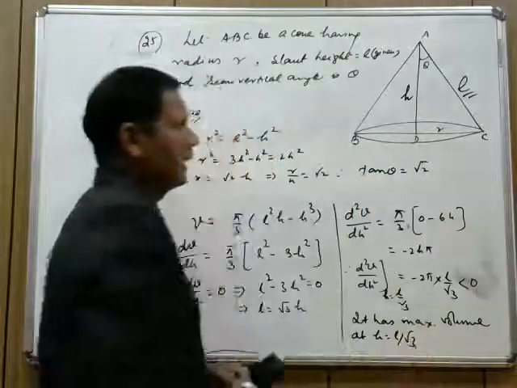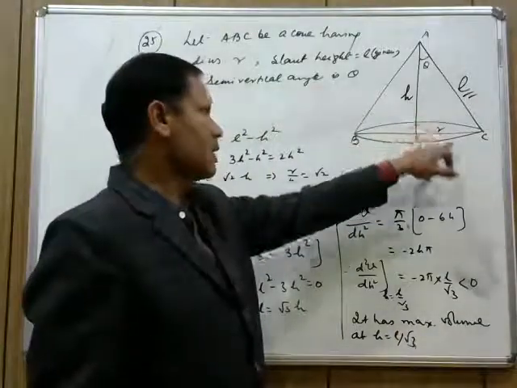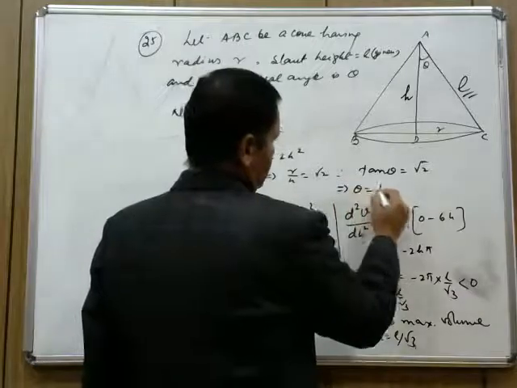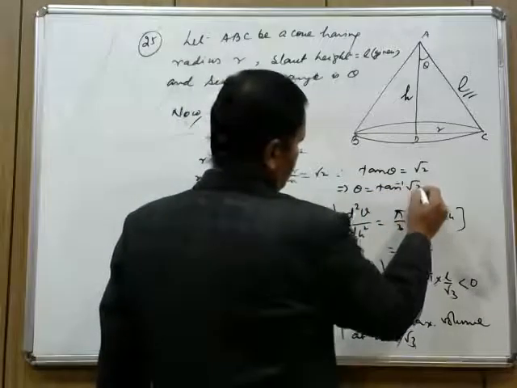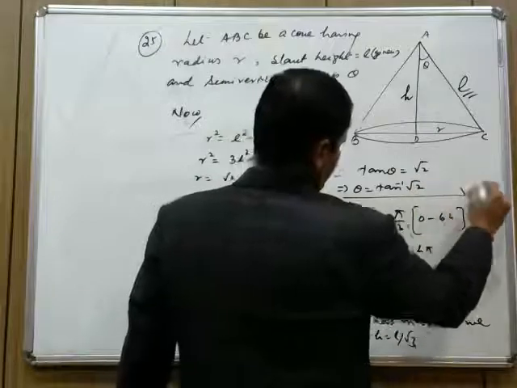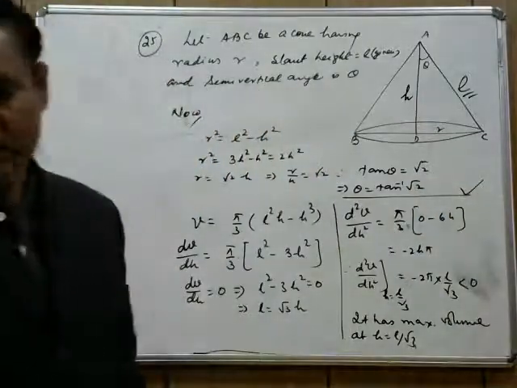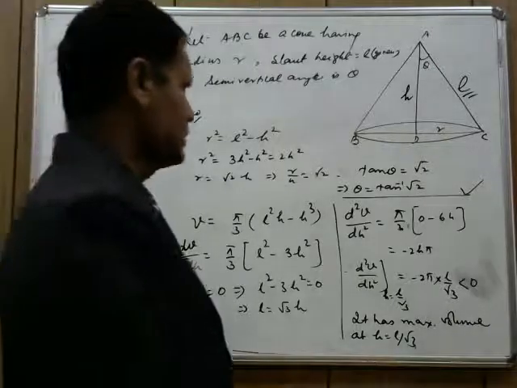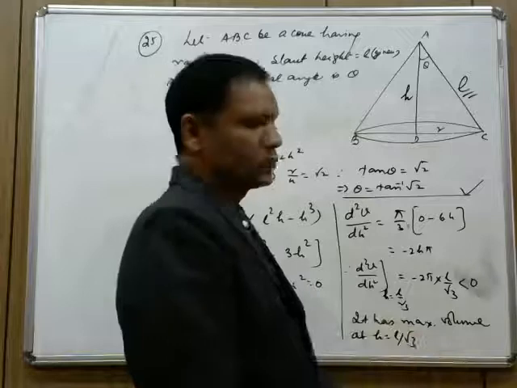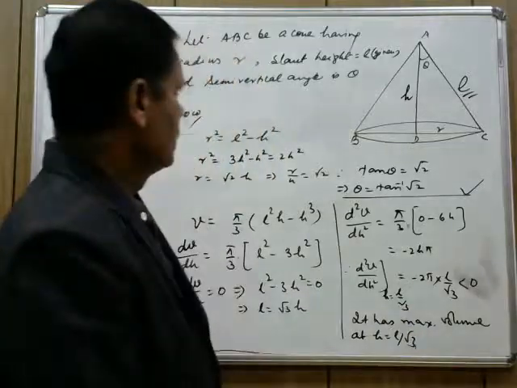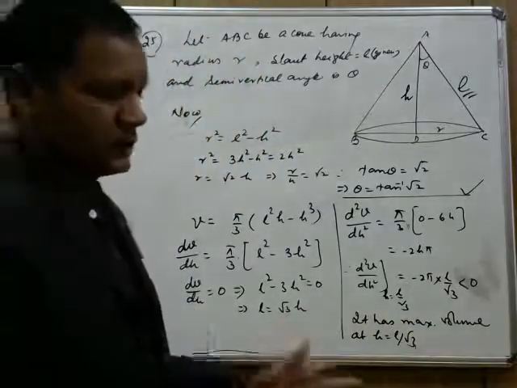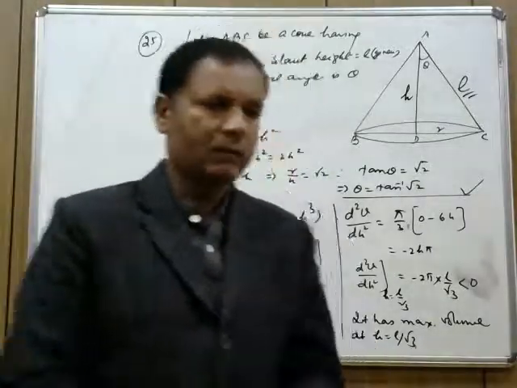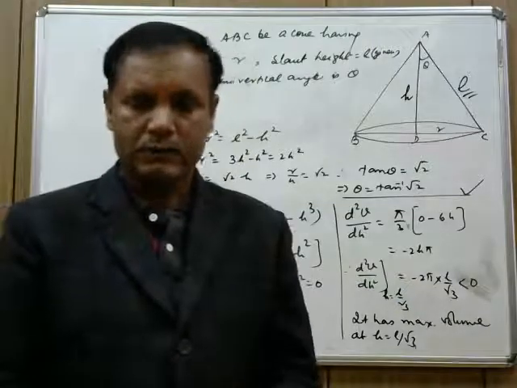Tan theta is equal to perpendicular upon base, R upon h, and tan theta is equal to root 2. It implies that theta is equal to tan inverse root 2. And hence, the question is done. The semi-vertical angle of this given cone is theta is equal to tan inverse root 2. This is the end of this exercise, and the application of derivative is also complete.